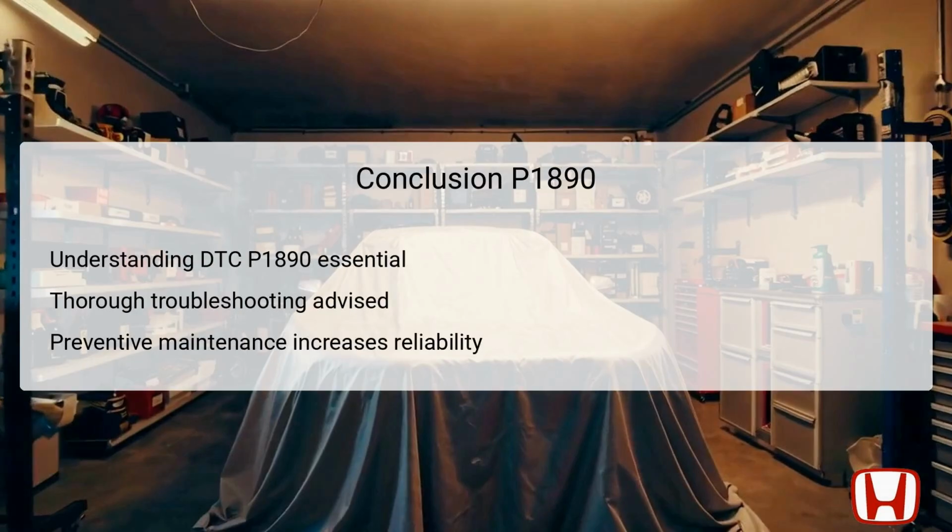vehicle. To conclude, understanding DTC P1890 related to the CVT Speed Control System is vital for proper vehicle maintenance. Effective troubleshooting methods must be followed to identify the exact cause of the issue, as it may range from sensor failures to transmission malfunctions. The step-by-step approach provides a systematic way to confirm the diagnosis and ensure correct repairs.